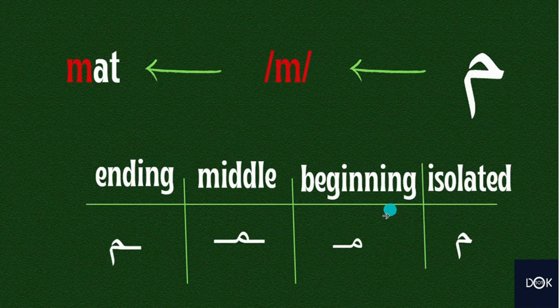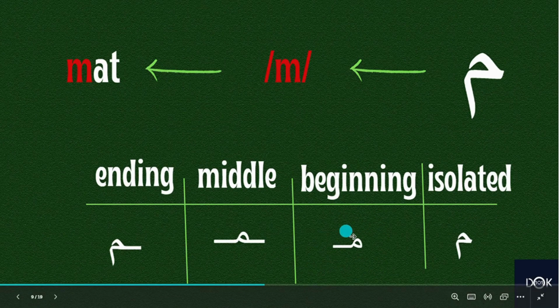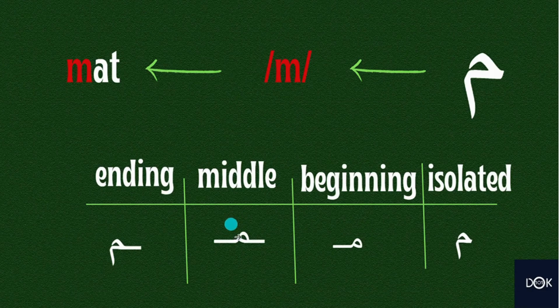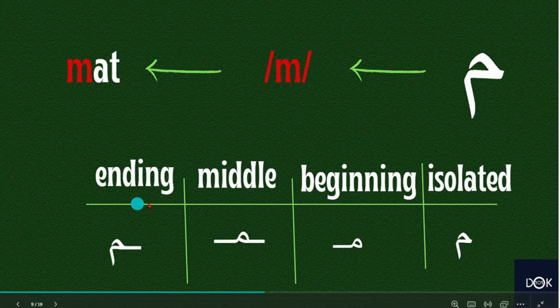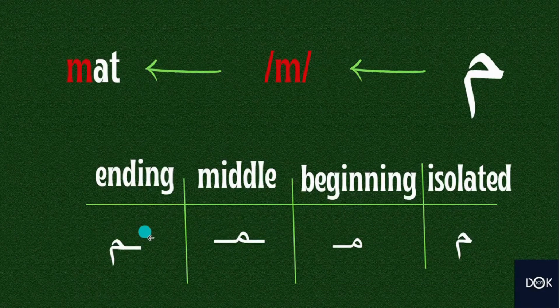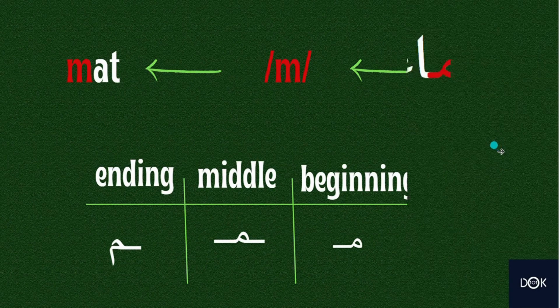So these are the four forms of meme. The first one is the isolated one, then comes the beginning one. It is connected to the letter next to it. It's always connected to the letter next to it. For the middle, it is connected on both sides, just like the letter Lam. And for the ending, it is connected to the letter before it, or it could be in an isolated form as well. Let's have a look at the examples.